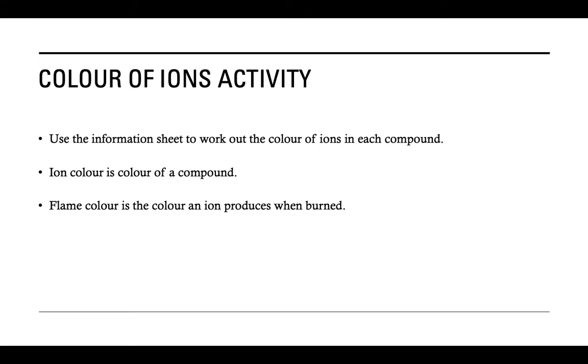So, the colour of ions activity asked you to use the information sheet to work out the colour of ions in each compound. Now, when we're talking about ion colour in this sense, we mean the colour of the compound as you see it. It is different from flame colour, and that flame colour is the colour that an ion produces when it's burned. So if you were to hold potassium hydroxide, for example, over a Bunsen burner, you would see a lilac flame because that's the colour the potassium ion produces when it is burnt. What we are looking at today in our colour of ions activity is just the visible colour you can see.